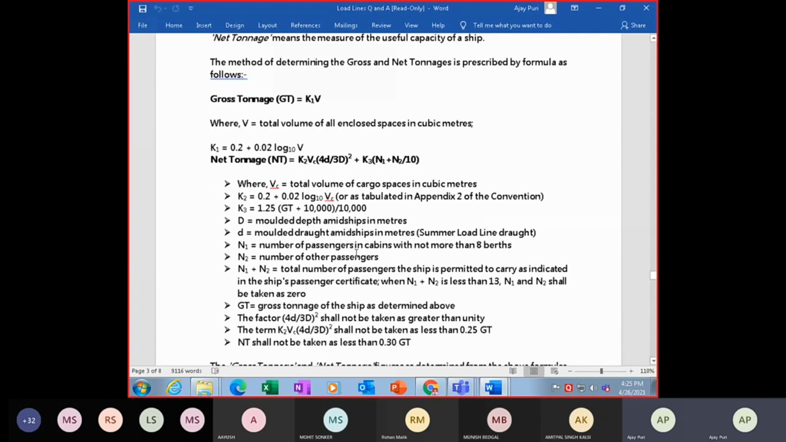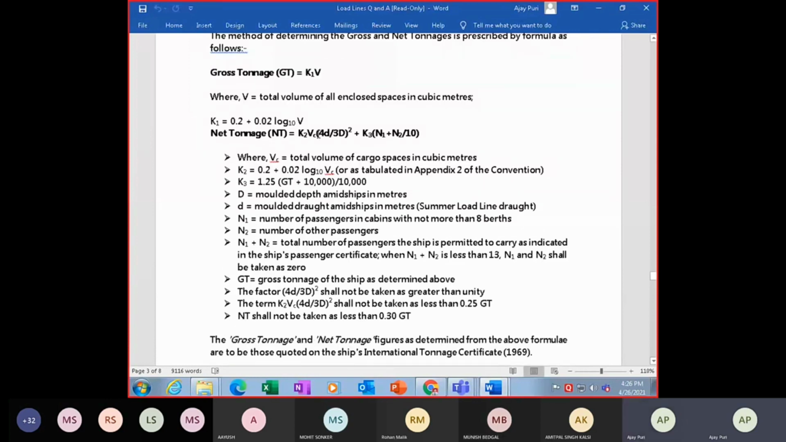N1 is number of passengers in cabins with not more than 8 berths. N2 is other passengers, which can be on deck or in other areas or other spaces. So N1 plus N2 is total number of passengers ship is permitted to carry as per passenger ship safety construction certificate. You can't carry more than that, obviously. And when your N1 plus N2 is less than 13, then this figure will be taken as 0. So you have to find net tonnage only because of this figure. So GT is your gross tonnage.